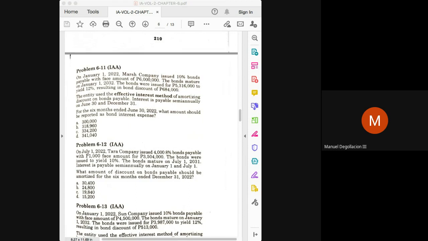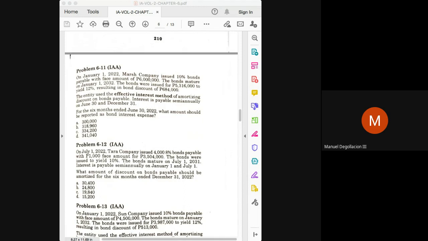That would already be your interest expense. But let's expand the problem. What if you are asked how much is the amortization of the discount by June 30, 2022? Again, you just compare the 318,960 with the fixed interest payment. How much is the fixed interest payment? You base it on the 6 million, multiplied by the stated rate of 10%. 6 million multiplied by 10% will give you 600,000.